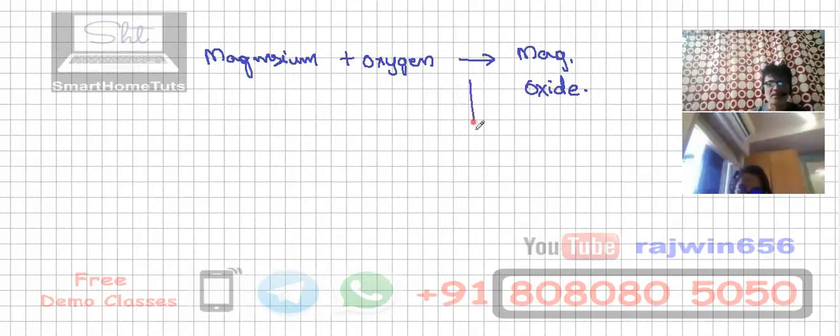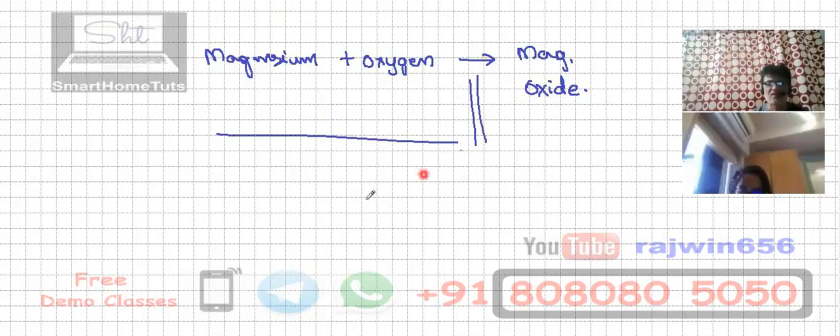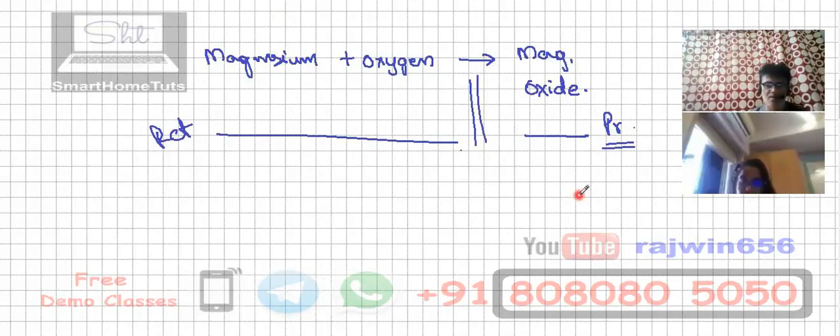Obviously here the reactants are there on the left hand side of the arrow. So these both are the reactants, and magnesium oxide is the product. If you see burning of magnesium, it burns with a bright flame. I'm just going to show you that video or picture.